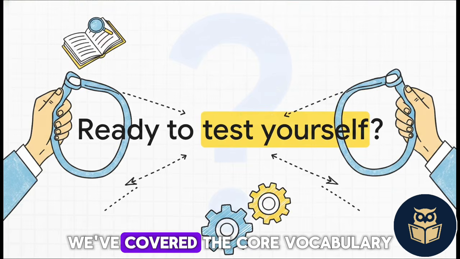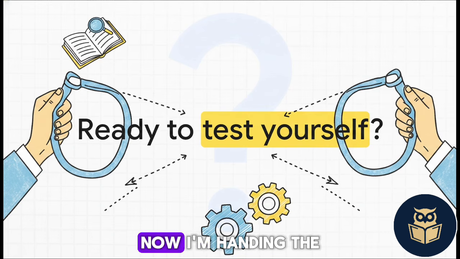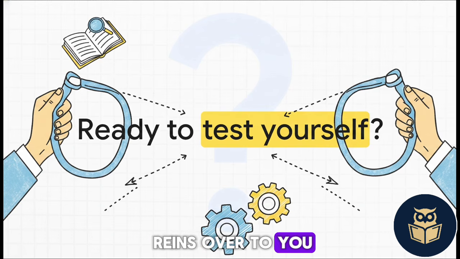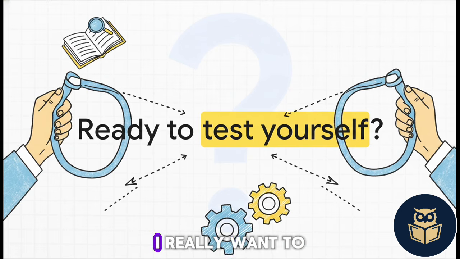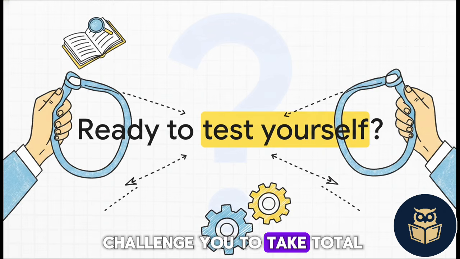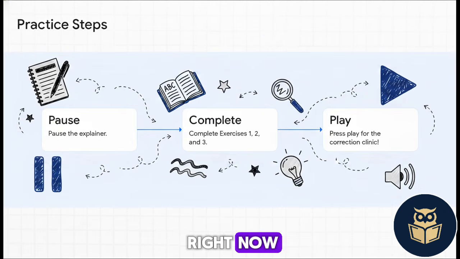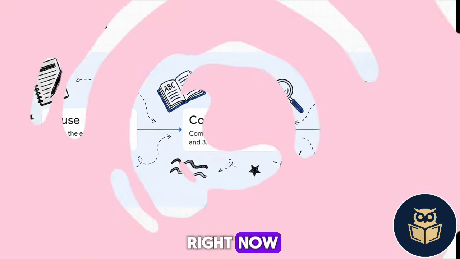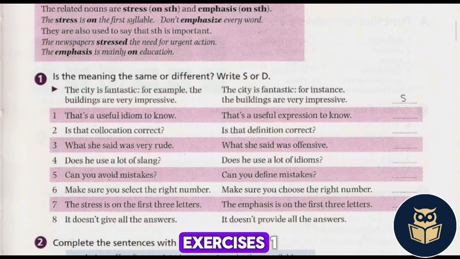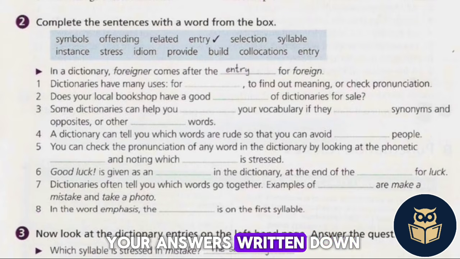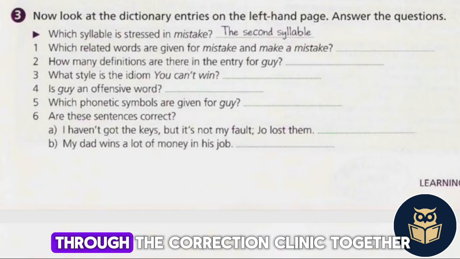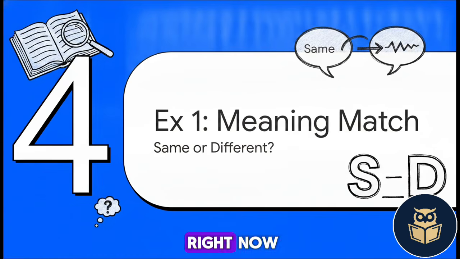Section 3. Pause and practice. Okay, we've covered the core vocabulary. Now I'm handing the reins over to you. True learning requires active participation. And as your tutor, I really want to challenge you to take total control of your learning right now. So here is exactly what I want you to do. Grab a notebook, grab a pen. I want you to literally pause this explainer right now. Use the knowledge we just built up to complete exercises 1, 2, and 3 completely on your own. Once you have all your answers written down, come back, press play, and we will walk through the correction clinic together. Go ahead, hit pause right now.